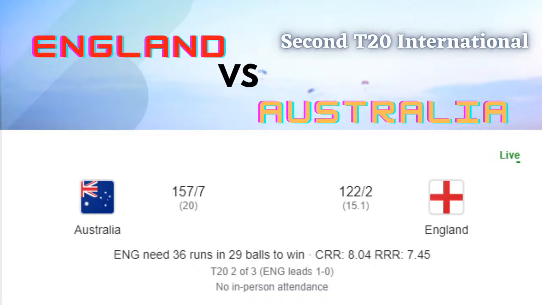So England are now 122 for 3. They need 36 from 28 balls. This match is also going exactly like the previous match. We have to see how England manages the situation. They should not lose too many wickets.